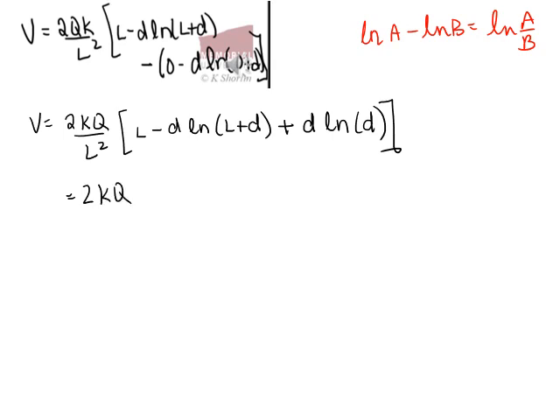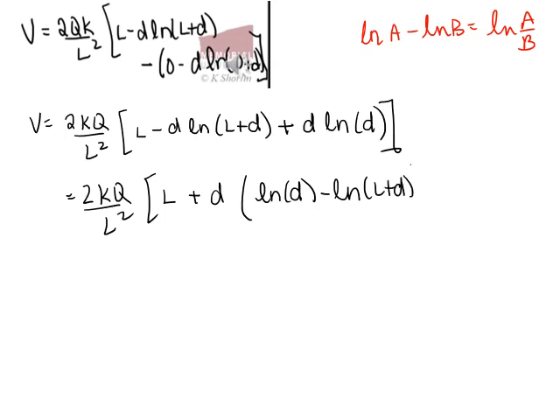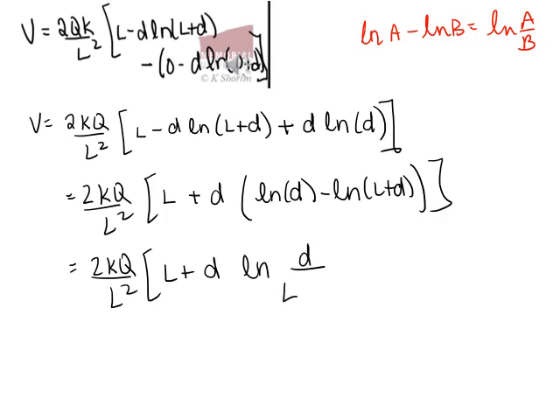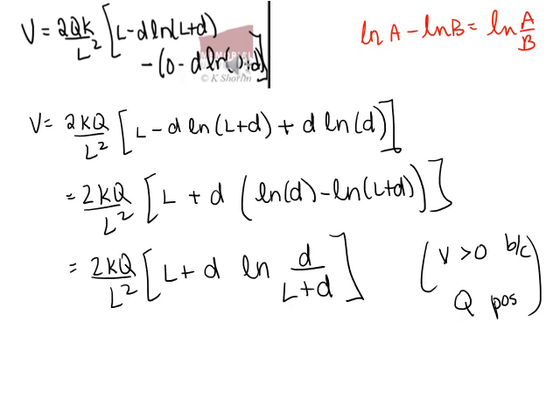2 times k times q over L squared, natural log, and why don't we just take that d out front? This algebra can get a little bit tangly. Natural log of d minus natural log of L plus d. Now I can use that identity: 2kq over L squared, L plus d, outside of the natural log of d divided by L plus d. There's our expression for our net electric potential, and we might point out here that we know the charge is positive, so V will be positive. You could even put in absolute value signs if you wanted a reminder of that.